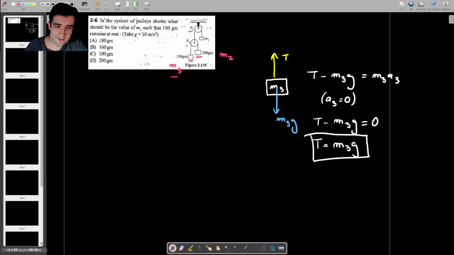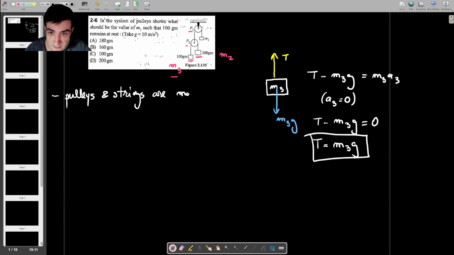Now, in reality, this is not really the case, but it is the case here because we're making an unwritten assumption, that the pulleys and the strings are massless. The assumption is pretty good for the strings. For the pulleys, it depends, but we're making both assumptions nonetheless. So in any case, we found the tension.